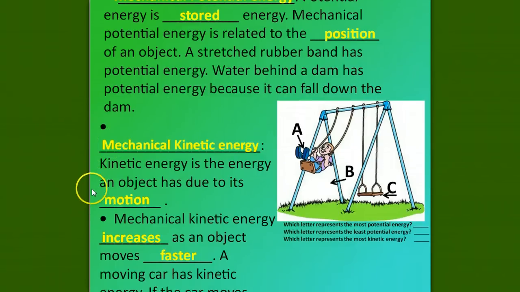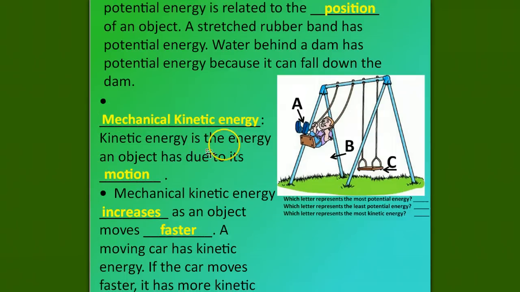Mechanical kinetic energy is the energy an object has due to its motion. So mechanical kinetic has to do with motion. When we were running in place, that was mechanical kinetic. Mechanical kinetic energy increases as an object moves faster. The faster you ran at your table, the more mechanical kinetic energy you had. A moving car has kinetic energy. If the car moves faster, it has more kinetic energy.